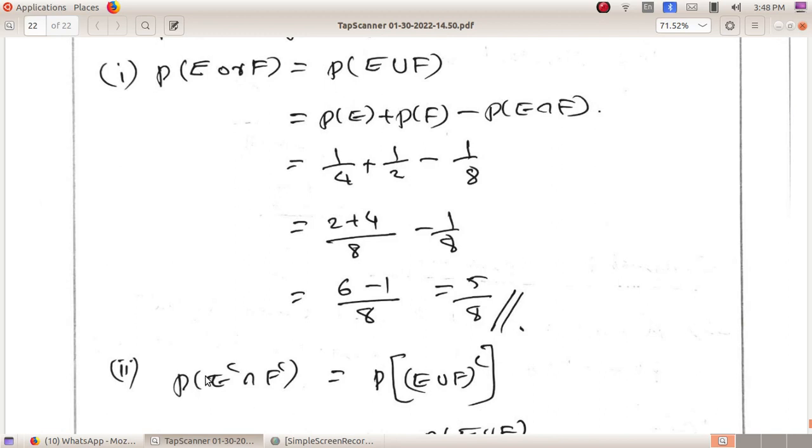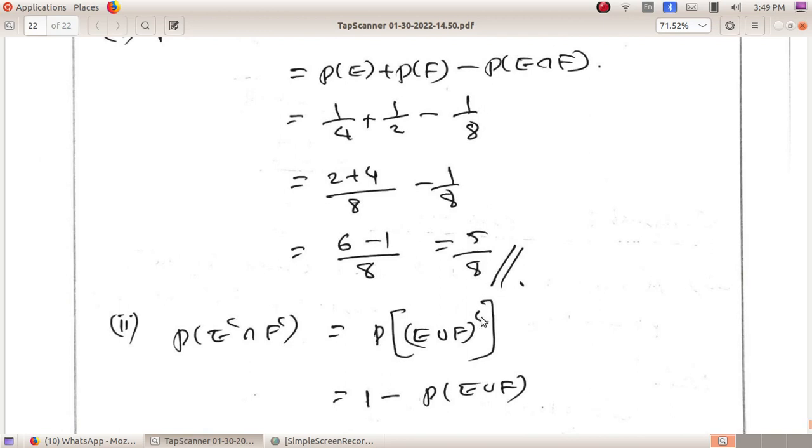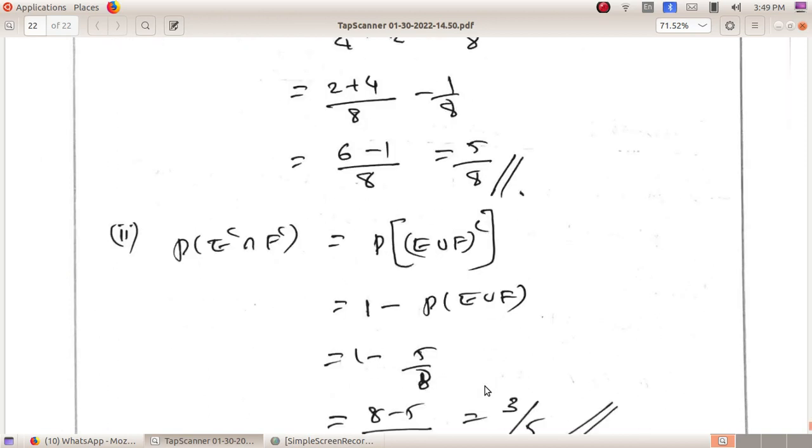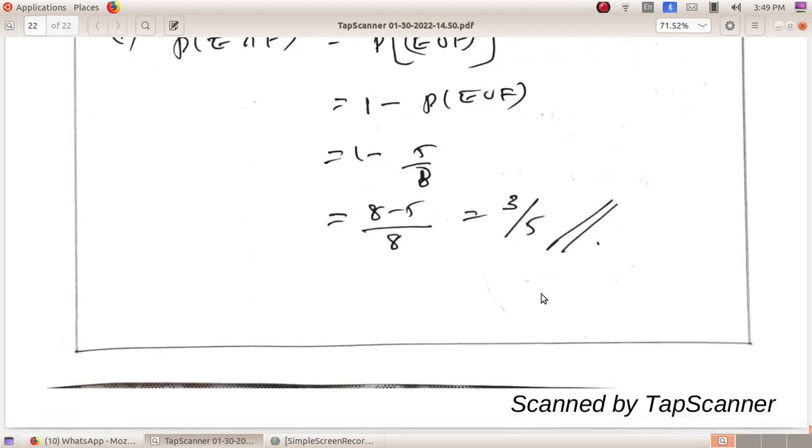Then this one, P of E complement intersection F complement. By De Morgan's law, we know that E complement intersection F complement means E union F whole complement. This is the formula. Learn this by heart. Then to avoid this complement, we need to take 1 minus. If you take 1 minus, then this complement will vanish. 1 minus P of E union F. That is 1 minus the answer of the previous question, 5 by 8. By cross multiplication, the answer will be 3 by 8. This is all about the important notes.